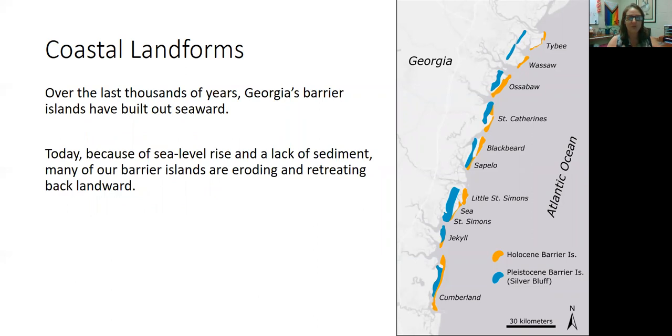Now, on our coast, over the past thousands of years, about 7,000 years, Georgia's barrier islands have actually been able to build up and seaward. However, today, because of sea level rise and a lack of sediment, sediment's actually being stuck up on land more often because of human structures like dams, our beaches are becoming starved of sediment and actually starting to erode and retreat back landward.